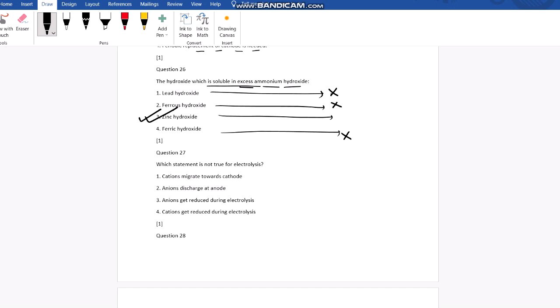Which statement is not true for electrolysis? Cation migrates towards cathode: cations always go towards the cathode, and anions always go towards the anode. So this one is the correct statement. Anion discharge at anode is also a right statement. Anions get reduced during electrolysis? Anions get oxidized and cations get reduced, so the other option is also correct. Here it is asked which is not true, so the answer for this question will be that the anion gets reduced. That one is the not true option, so that is the correct answer for this question.